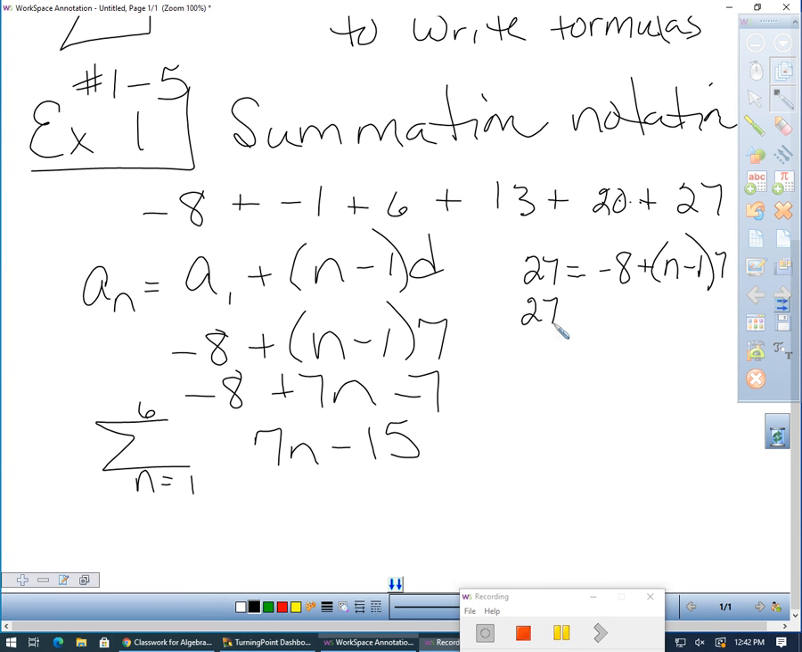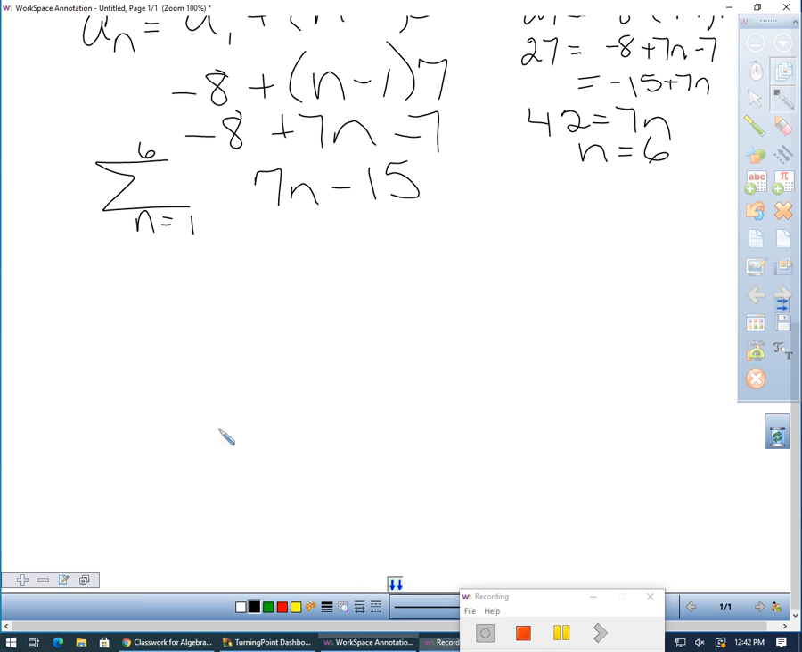So we have 27 equals -8 plus 7n minus 7. So on this side I have negative 15 plus 7n. I'm going to add 15 to this side. So I get 42 equals 7n. So n equals 6. So it is possible to find what needs to go on top of that sigma notation, okay? So let's do another one like that, because it's not going to be that easy for these problems. Let's try this one.